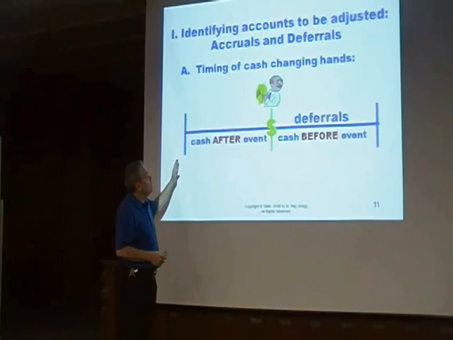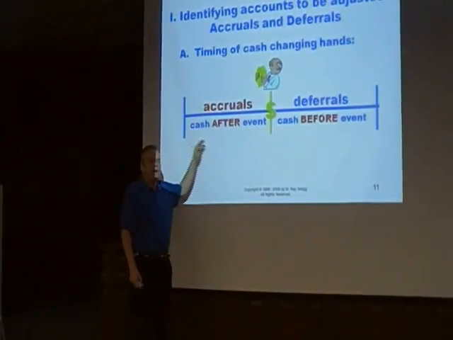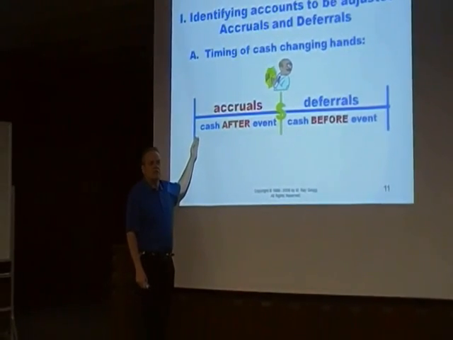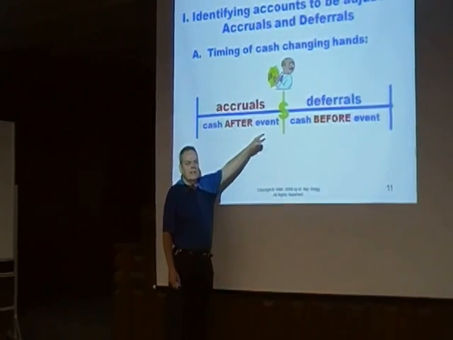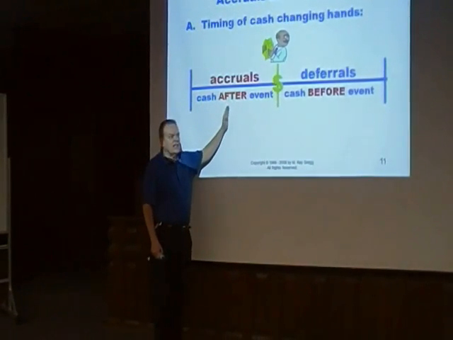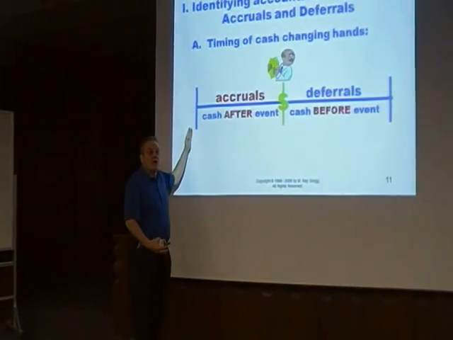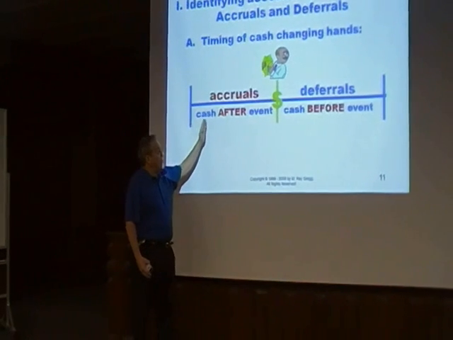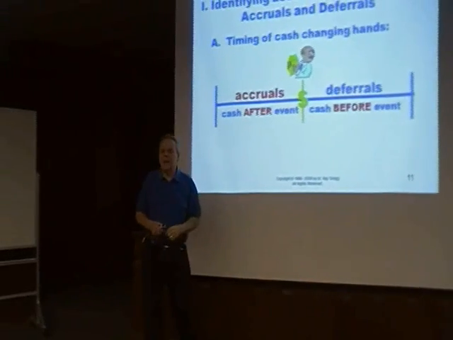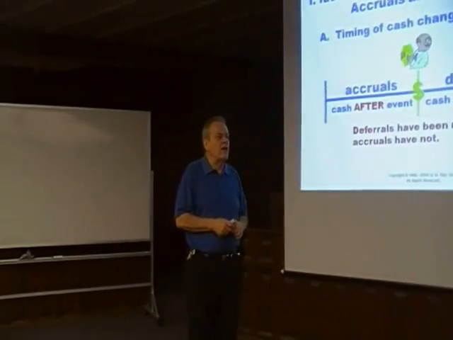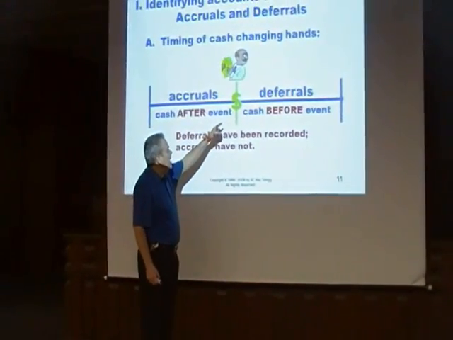The last Monday we were together, we talked about accruals being things that we got the good out of, like employee salaries and wages. Employees work for us, and then we pay them after the event. Or we get a bill for the utilities, and then we pay it later. Or we owe money on a note, and every day that passes we're incurring interest on that note. But we pay the interest later. Those are all examples of accruals. Accruals come before the exchange of cash.